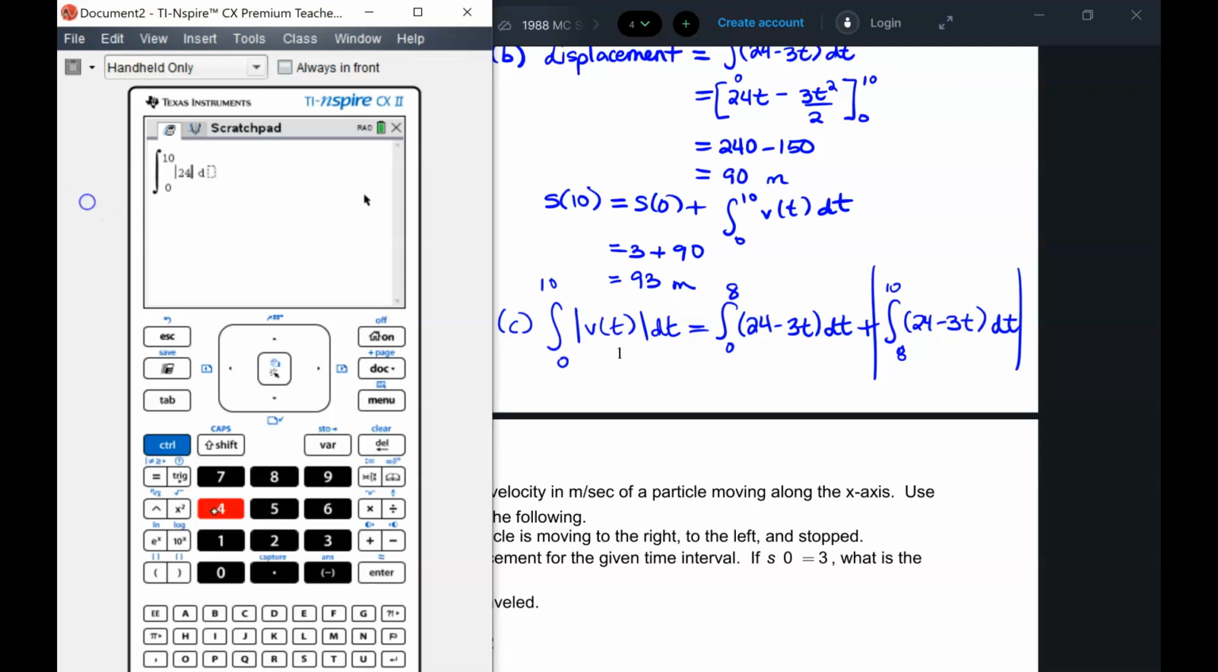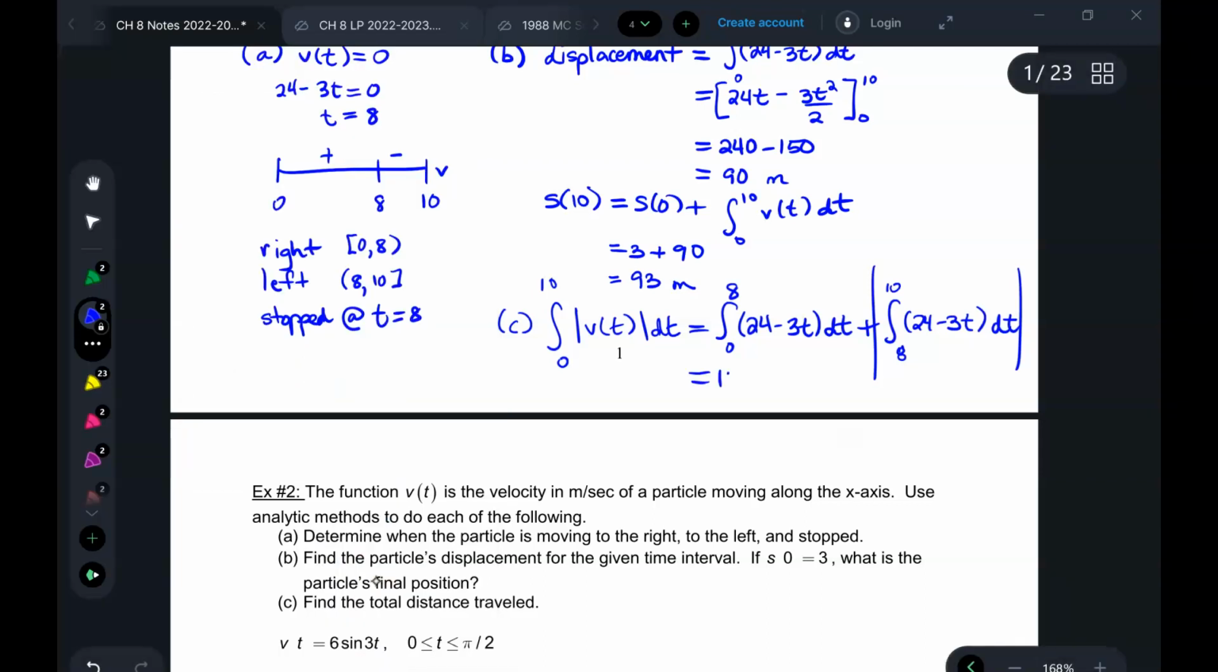Right, so we want to do 24 minus 3, we'll use x. Oh, there is no squared. 102, save a little time. You have to split it up into two integrals as, like, it passes through at 8. Yes.